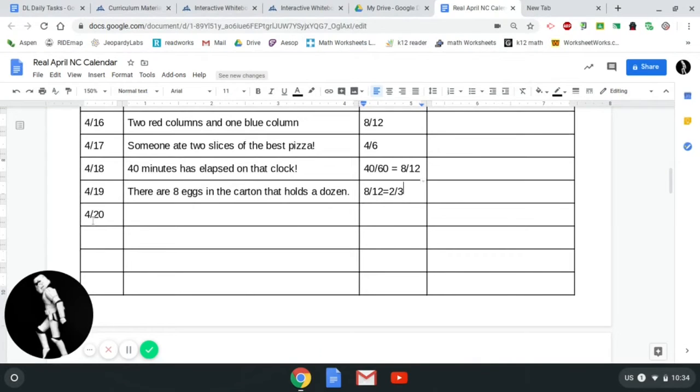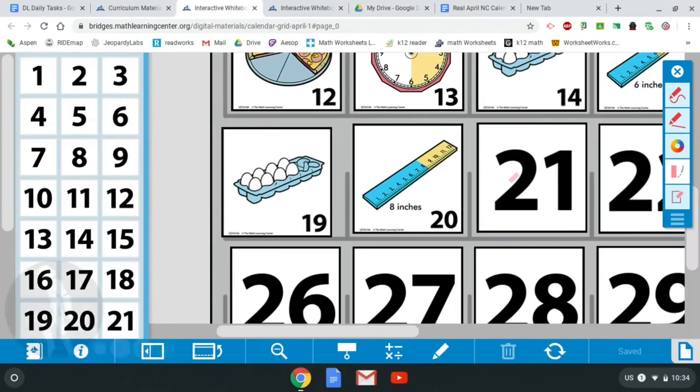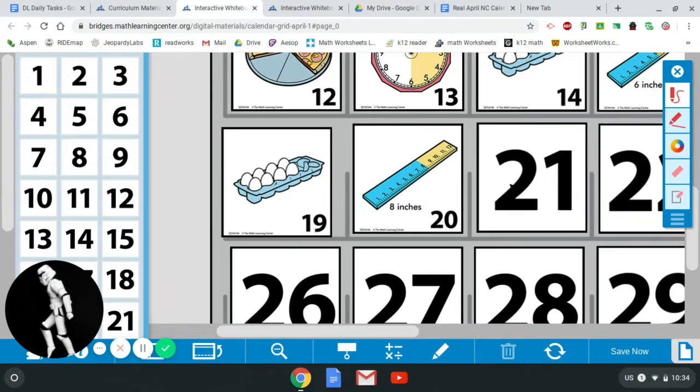Let's look at today, April 20th. On Monday, April 20th, we've got a ruler, 8 inches out of 12 are shaded blue. This is also split up into thirds. 4 inches makes 1/3. Another 4 inches makes another third. And another 4 inches makes that third third. So this is also equivalent to the same as our fraction before. 2/3 of it is filled.